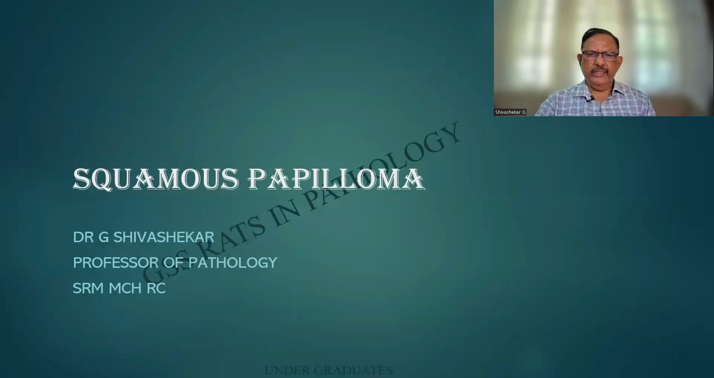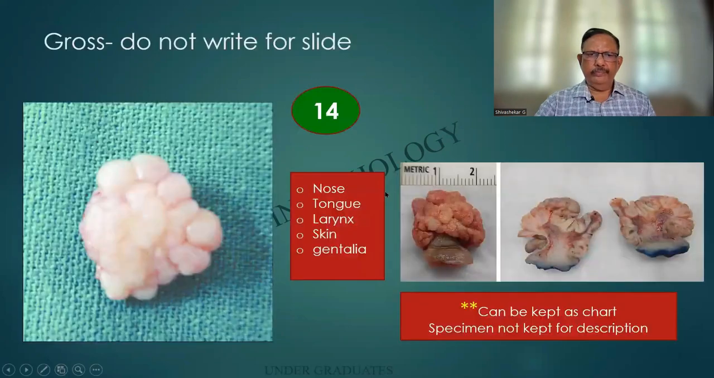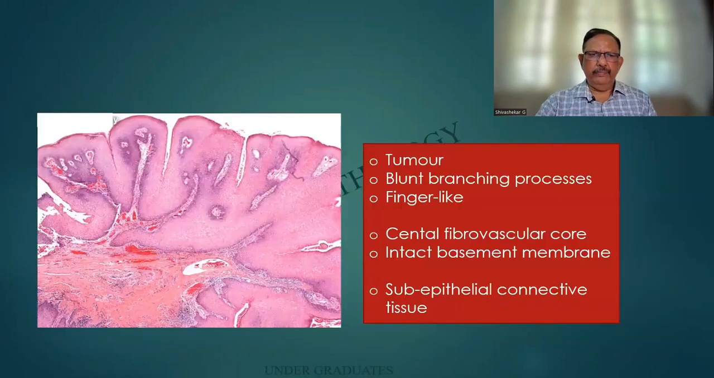The first slide is this, the squamous papilloma. The suffix oma means it is a benign tumor. See, this is a gross feature of it. It can be removed anywhere from the oral region or in the region of the nose, tongue, larynx, skin, or genitalia. This will not be kept as a specimen but can be part of a chart.